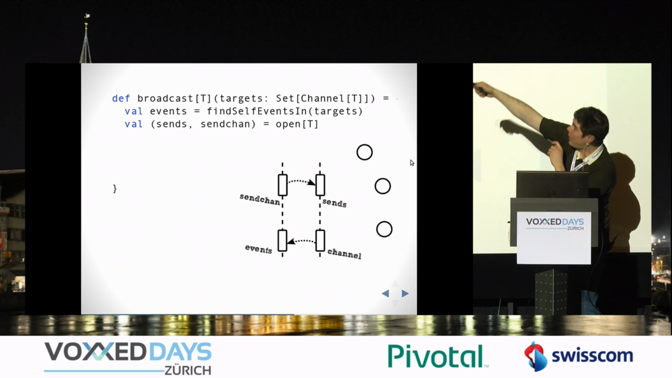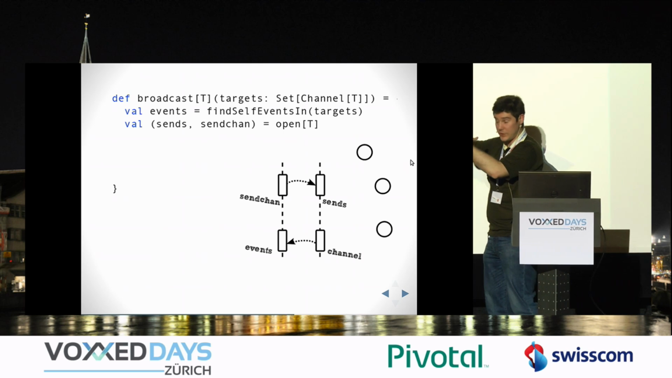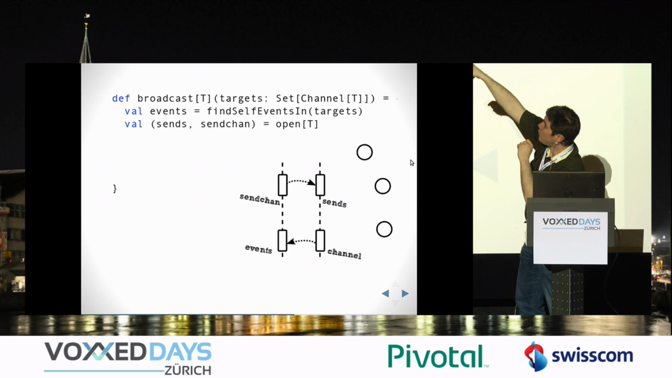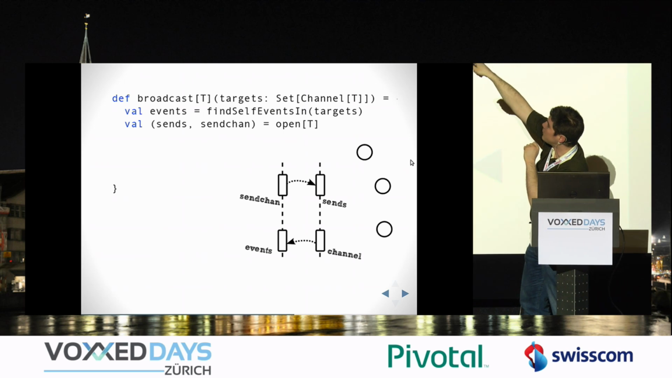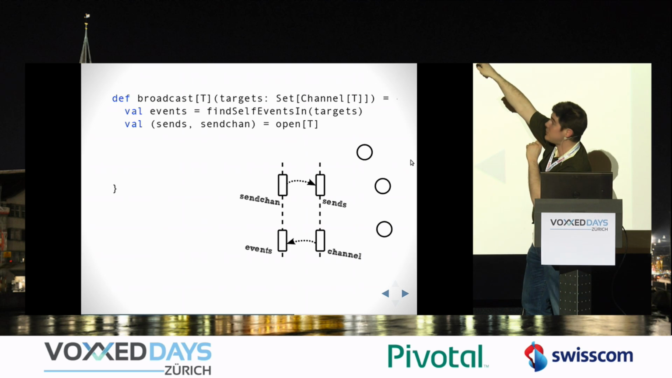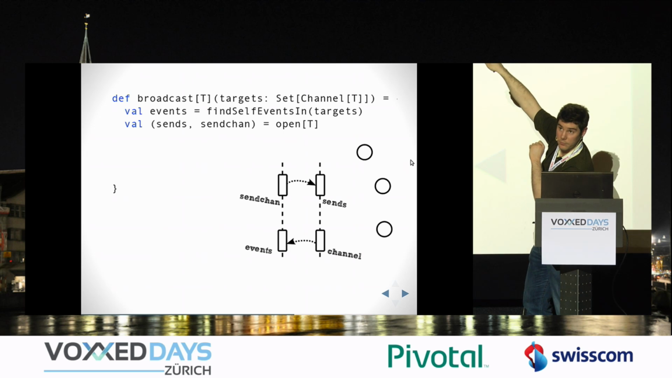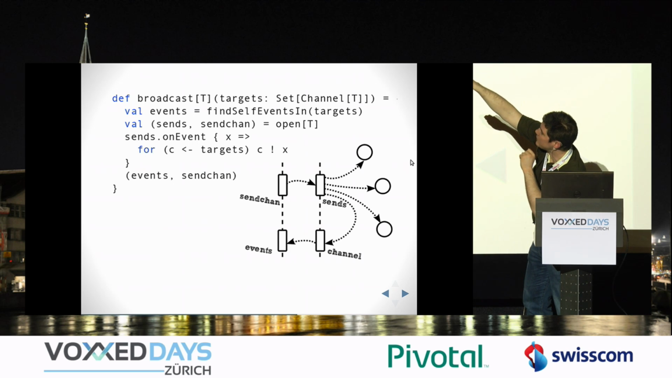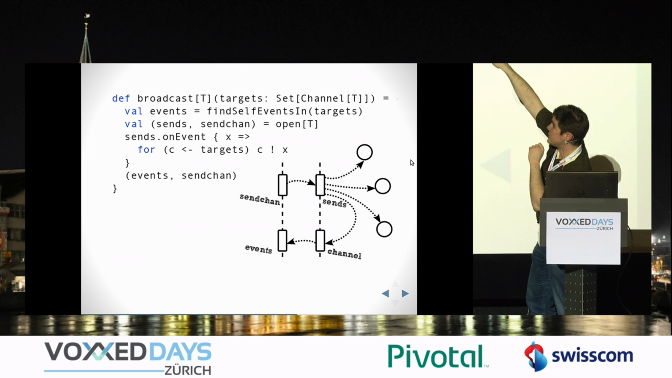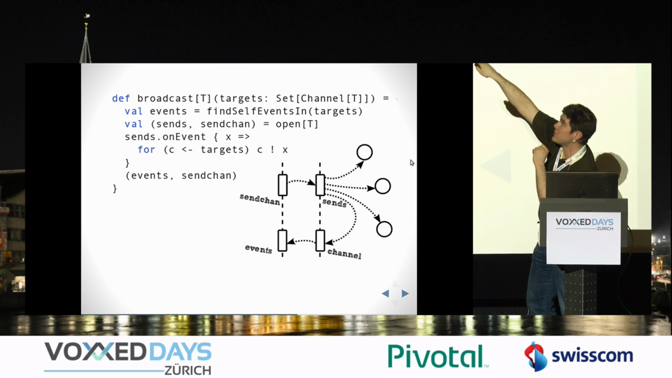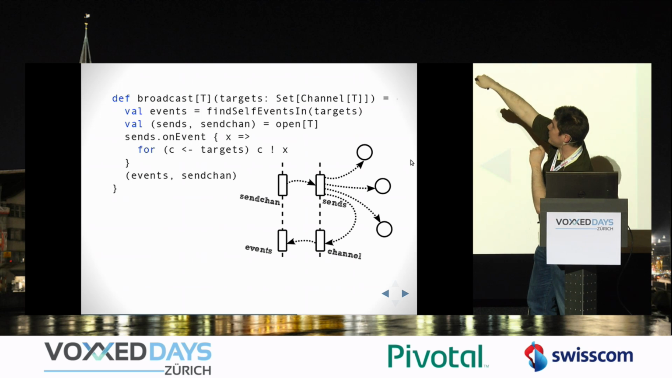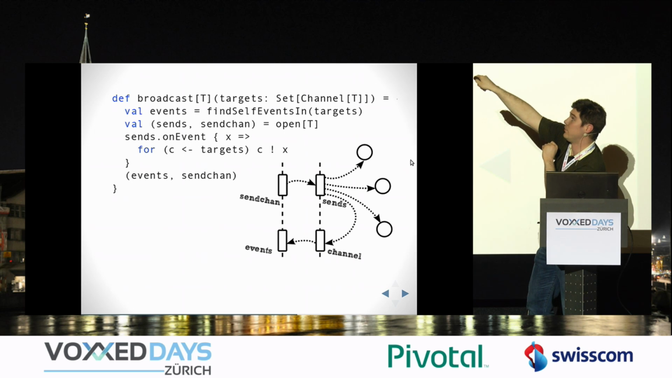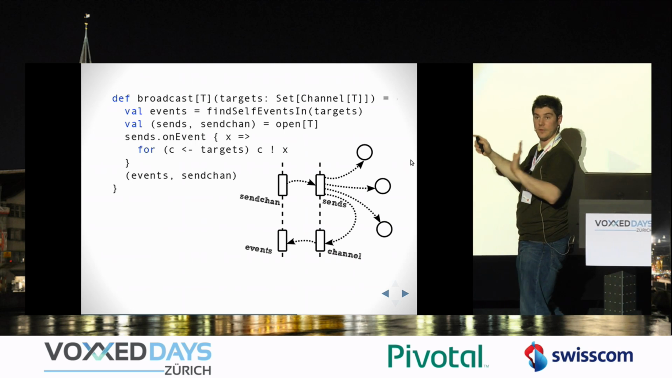Okay. So how would I implement this channel here, from which I send events to multiple targets? First of all, I can call open to create a new channel and event stream pair. This pair is such that all the messages will go to this event stream. But then I can install the on-event handler on this event stream such that it loops through all the targets and forwards the event to all the targets here, including myself. And then in the end, I just return the pair of these events and this channel here. And that's it. I implemented broadcast. This is how broadcast works.